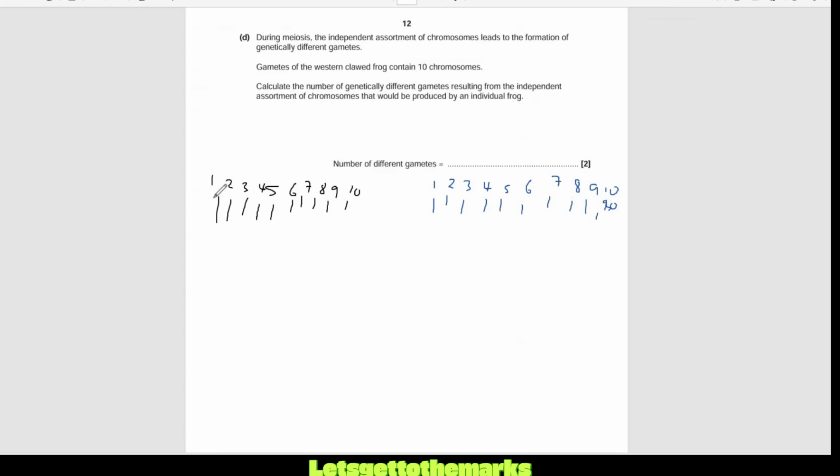individual frog. So this is my individual frog's chromosomes, and let's just say we're picking on a man, okay? He wants to make a sperm cell. Let's call him Bill the frog. Bill the frog wants to make a sperm cell. How many different combinations? He has to have a 1, 2, 3, 4, 5, 6, 7, 8, 9, 10, but he could have like the black one, blue two, or he could have a black one, black two, blue three.